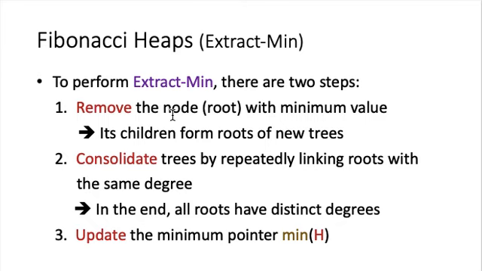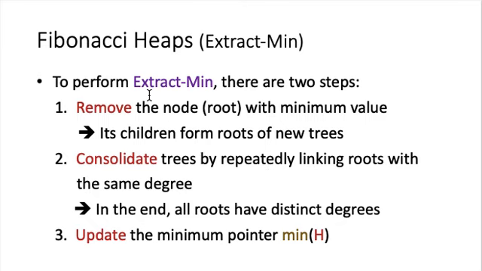Now when we remove a node, and this node must be a root of some component tree, in that case, the children of this removed node will now form the roots of the new subtrees. So all the children of this removed node will become the roots of a tree. So we will have a bunch of new trees formed. And the next part here is consolidate. This consolidate step gives us a chance to make the Fibonacci heap more structured.